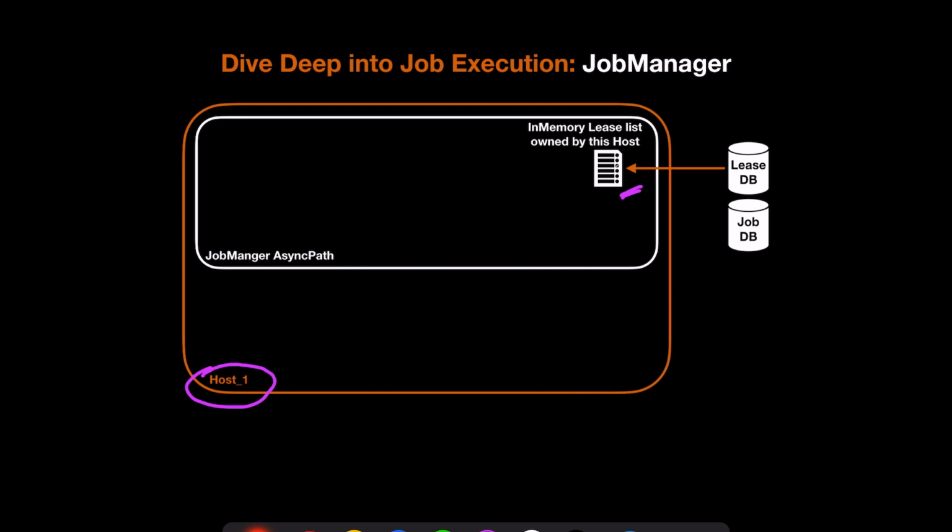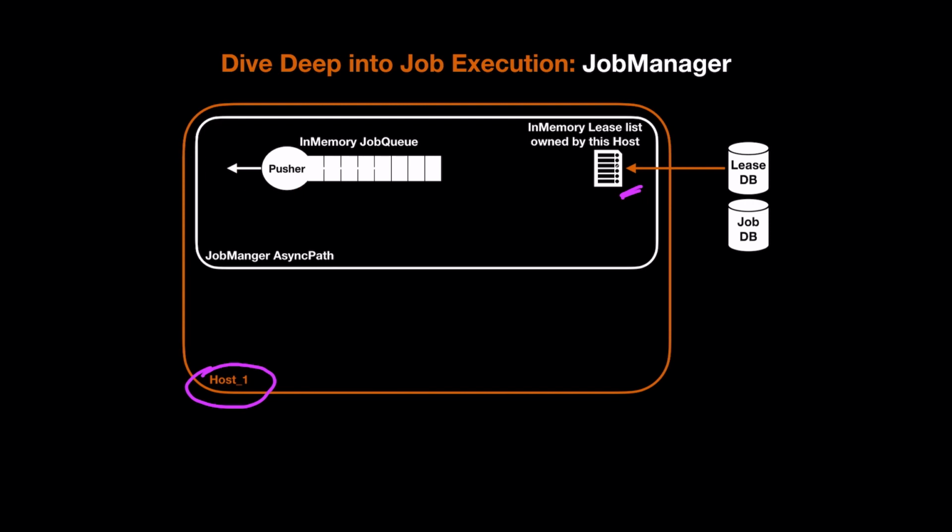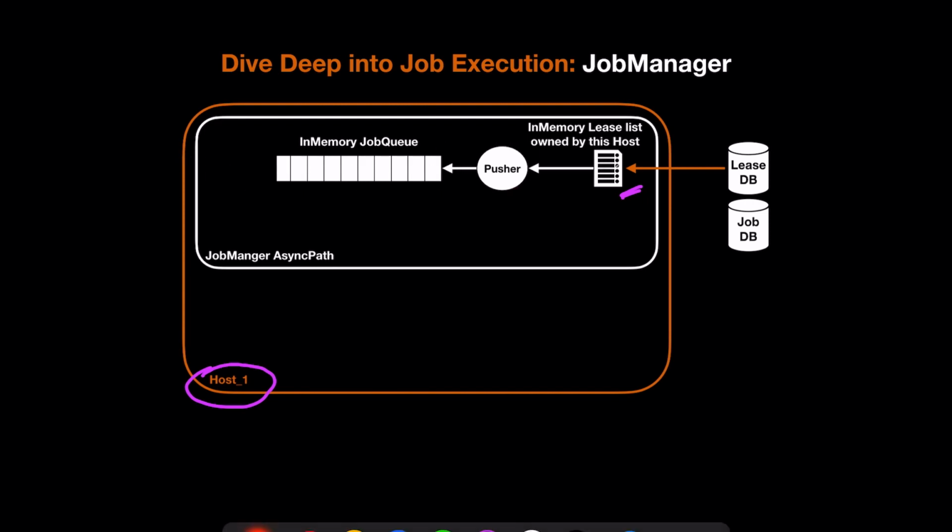What leases is it loading? Only the leases which are owned by this host, not owned by other hosts. Whenever we have the available leases, the job manager iterates over the leases and loads them into our in-memory job queue. We have a pusher which basically does this. It reads or iterates over the available leases and selects the jobs where we need to pay attention or execute some task, and only those tasks are pushed into the in-memory job queue.